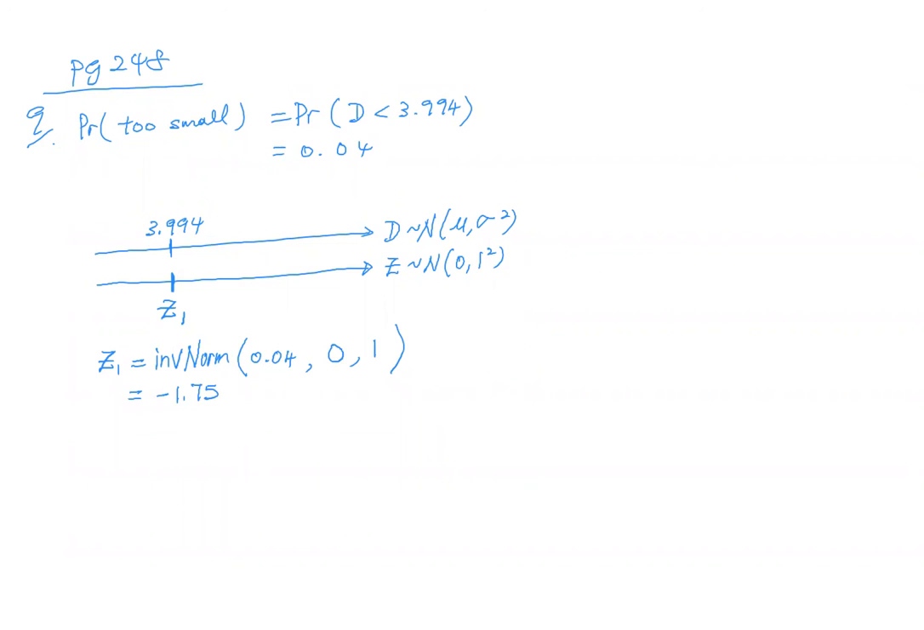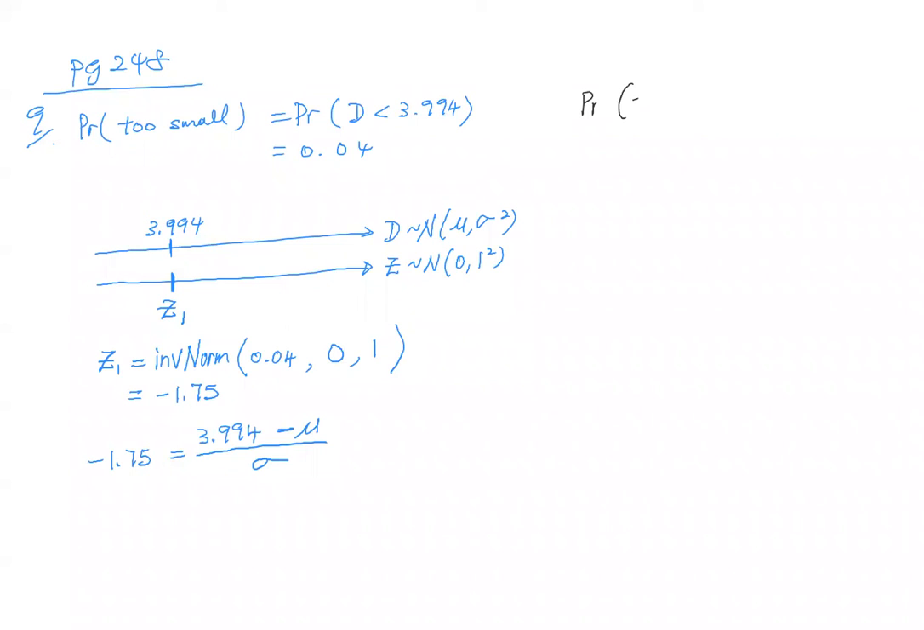So negative 1.75 is the same as 3.994 take away the mean of the diameter that I don't know, divide by the standard deviation, correct? So then you get the other side. Those who know how to do, you can do it very quickly. Those who don't know, you need a diagram to help you, you better draw it out.